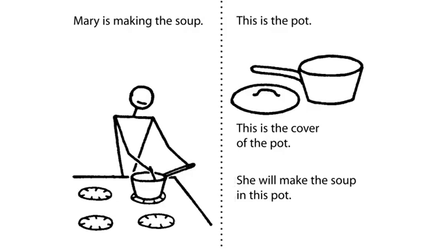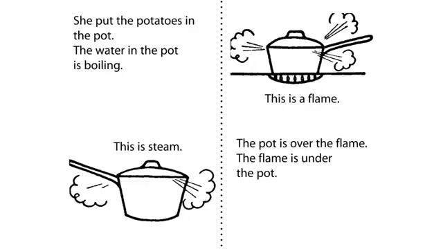Mary is making the soup. This is the pot. This is the cover of the pot. She will make the soup in this pot. She put the potatoes in the pot. The water in the pot is boiling. This is steam. This is a flame. The pot is over the flame. The flame is under the pot.